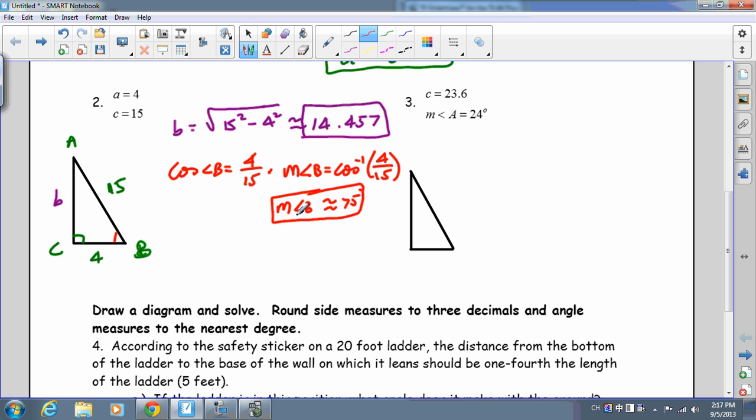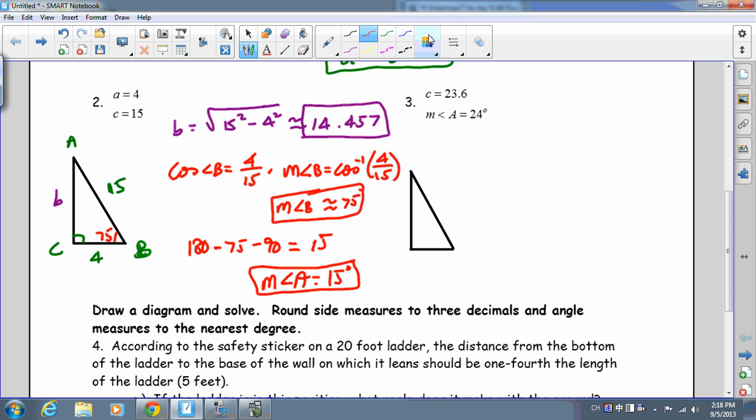Now that we have the measure of angle B, if B is 75 and this is 90, the sum of all angles in the triangle is 180. So all I need to do is 180 minus 75 minus 90, and I should get the measure of angle A, and that would be 15. So the measure of angle A is equal to 15 degrees.